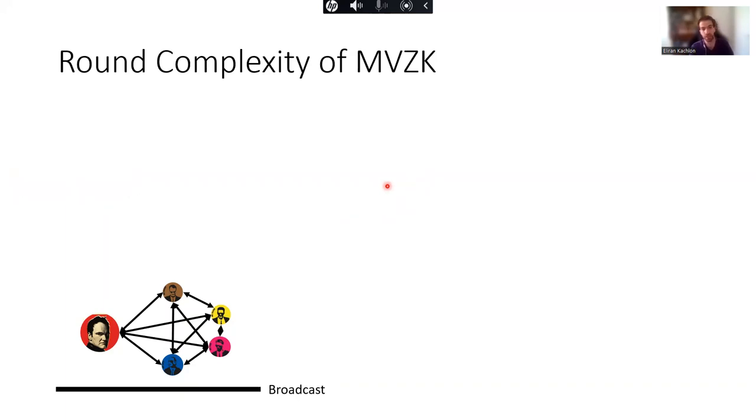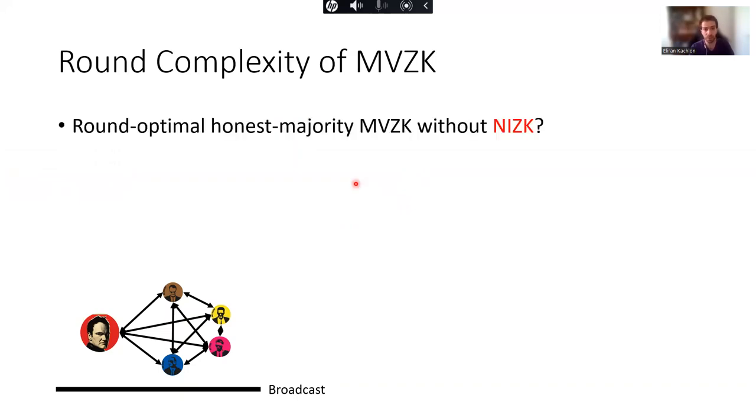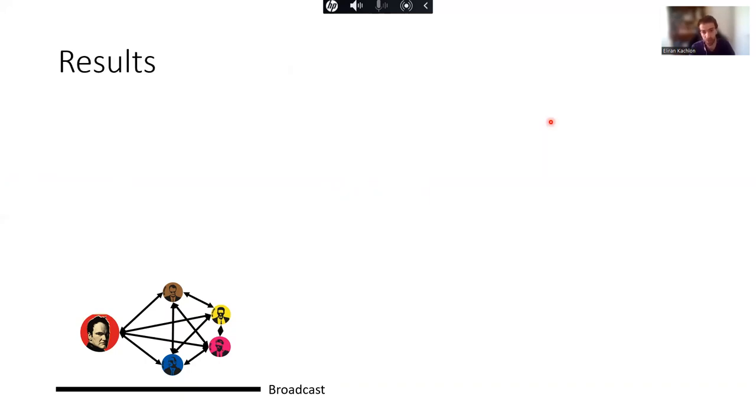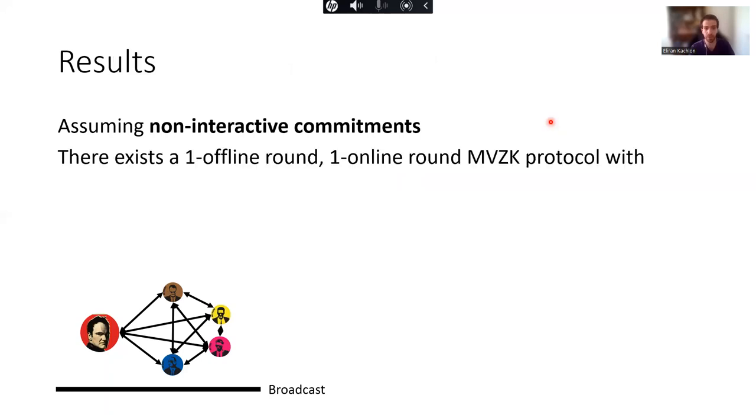So a natural question is, can we use the fact that we have an honest majority in order to get rid of the assumption of non-interactive zero knowledge? And in particular, can we use mini-crypt type assumptions? And we show that it is possible. So we assume the existence of non-interactive commitments, and we show that there exists an MVZK protocol with one offline round and one online round.